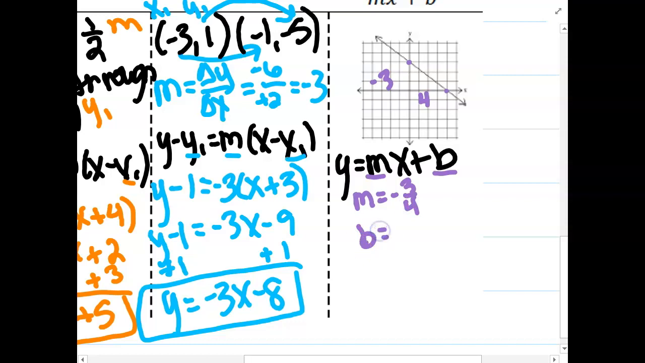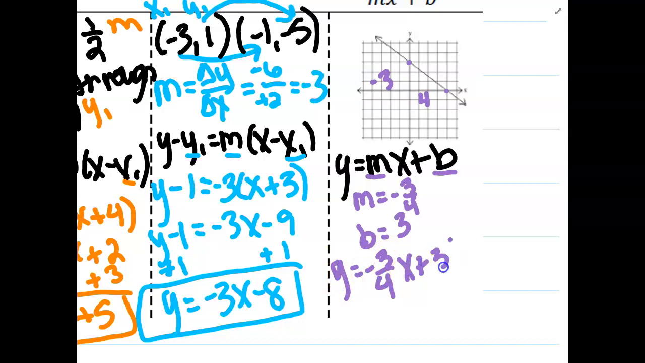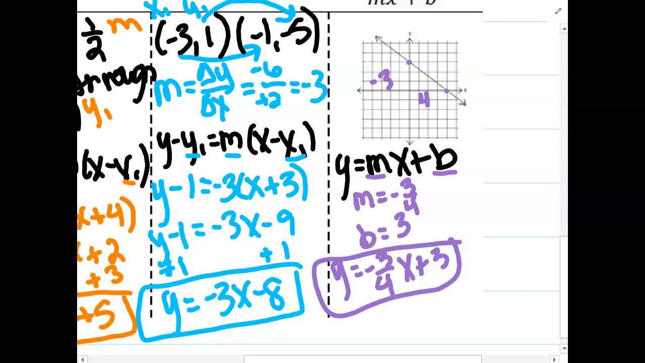Now for the y-intercept, this should also be easy to find because you can see it, right? The y-intercept. Where does this line cross the y-axis? 3, right? Right there, you can see it. So if you know your slope and you know your y-intercept, just plug those numbers in. Y equals -3/4 x plus 3. There you go.